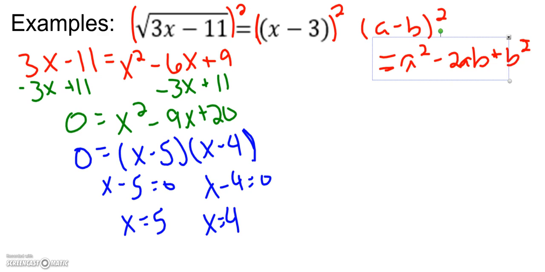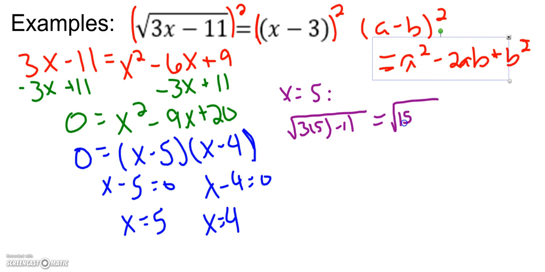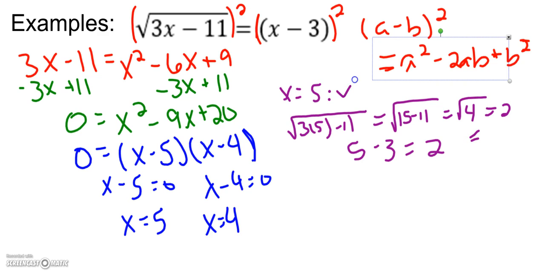Now we need to double check for our extraneous solutions. So I'm going to plug each one in. So first one, x equals 5. I'm going to have the square root of 3 times 5 minus 11. So that is the square root of 15 minus 11, which is equal to the square root of 4, which is equal to 2. Now let's plug it into the other side. 5 minus 3 is equal to 2. So both are equal, so 5 works.